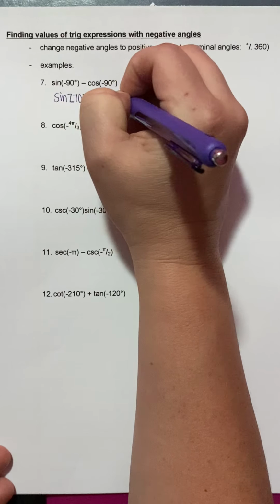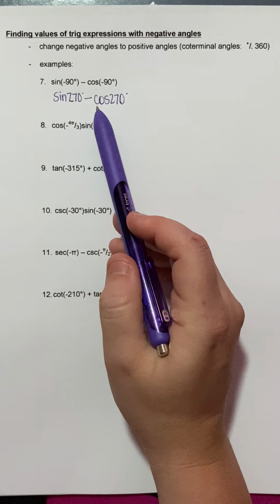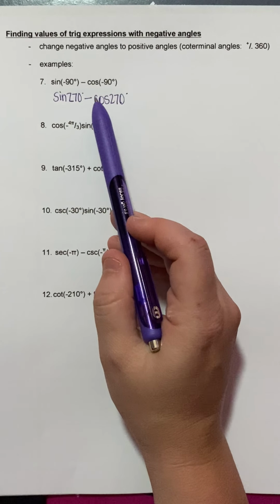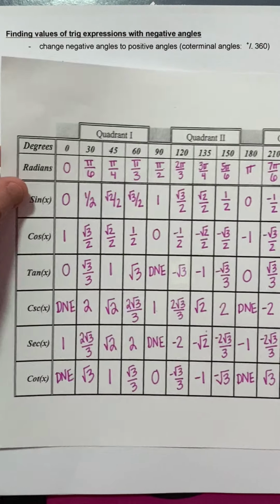So this is the cosine of 270 as well. Now, since 270 is on my unit circle, and it's also on my chart, from this point forward we can do just like we did in those last 6 problems, where we evaluate. All right, so here we go.